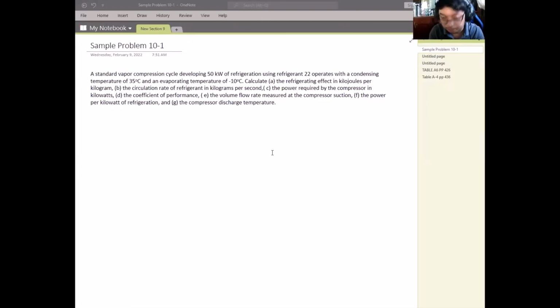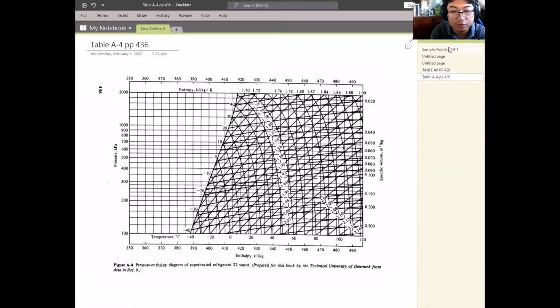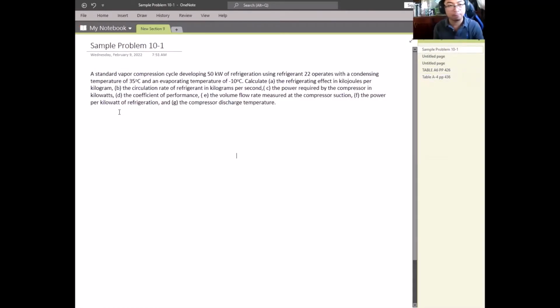Okay, we will solve the sample problem from the book of Refrigeration and Air Conditioning by Stoker. So, this is the book. The important thing here is how you plot in the tables, the refrigerant table or the superheated table. I will show you how to plot so we can solve this problem.